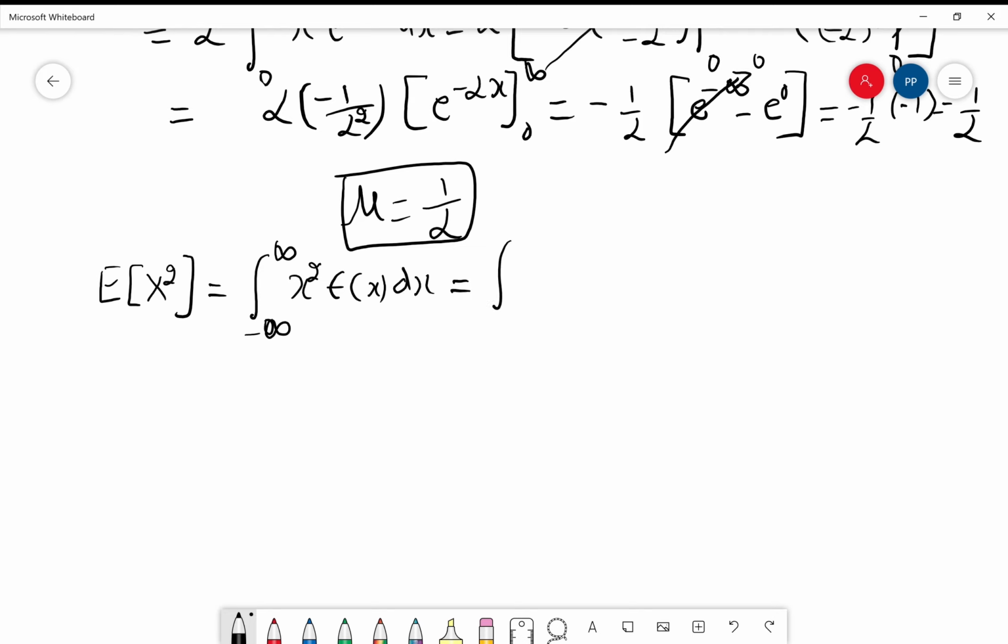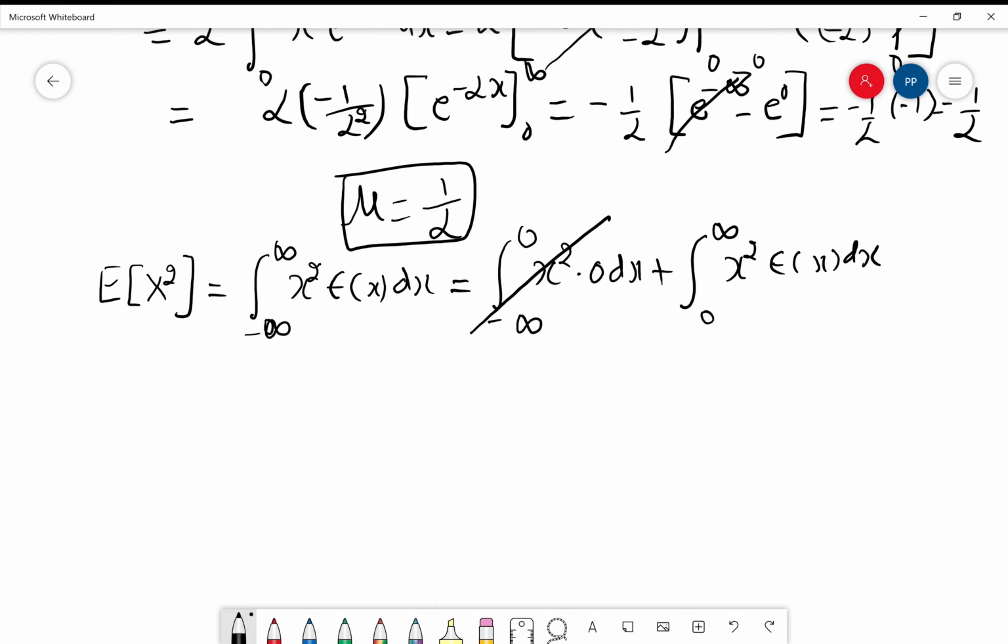which we split into two integrals: minus infinity to 0, x square into 0, plus 0 to infinity, x square into f of x dx. Now, once again the first integral vanishes because the integrand itself is 0. Now, the second integral, if we evaluate, once again we have to use the Bernoulli's rule. So, first let us substitute for that.